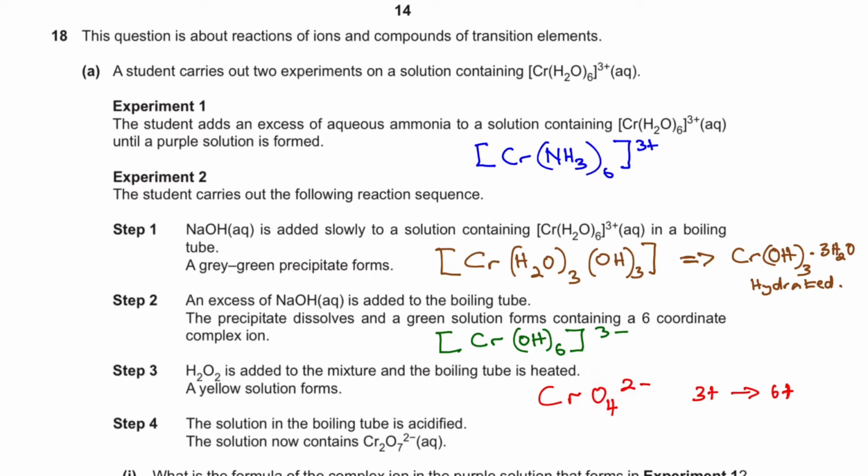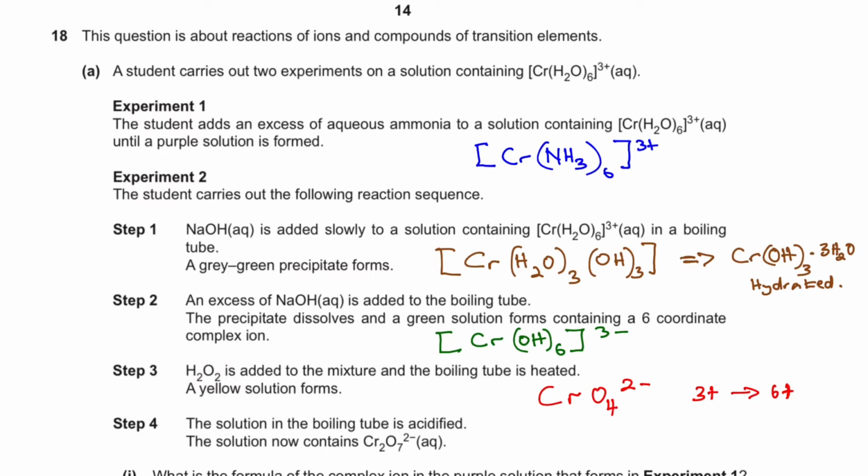So you're going to get CrO4 2 minus. The overall charge here is 2 minus, which means we know oxygen is -2. -2 times 4 is -8. And the overall charge is 2 minus. So you need +6. +6 minus 8 will give you -2. Hence, chromium is going from +3 to +6. So that's been oxidized. Therefore, H2O2 is an oxidizing agent.